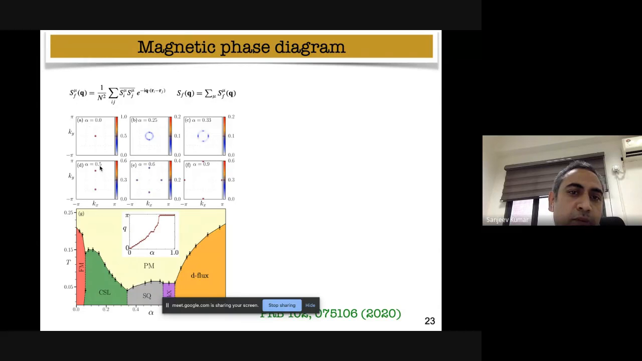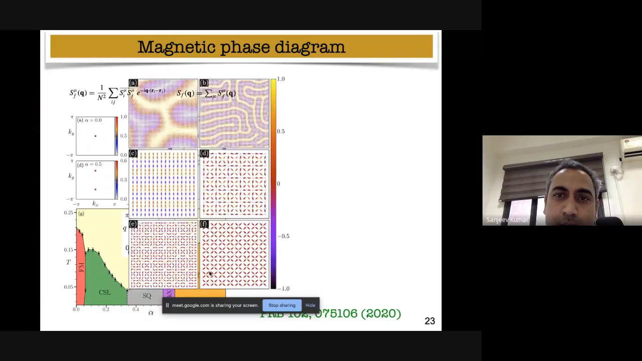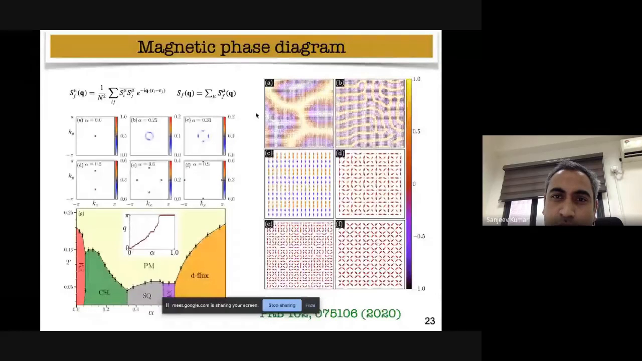And finally, this becomes a single-Q state, and then it becomes a multi-Q skyrmion state, and then it becomes a (0, π)/(π, 0) kind of a planar flux state. The advantage of real space simulations is that we can actually plot the spin textures themselves, and that's what I'll show you now. So these pictures are showing a very large lattice. This is probably 200 by 200, and maybe 60 by 60.